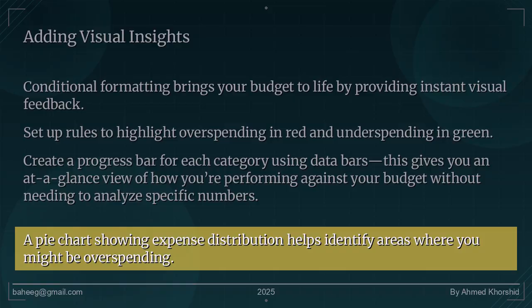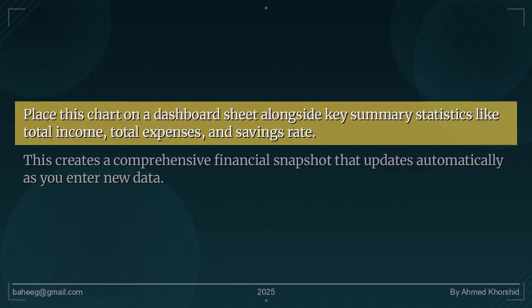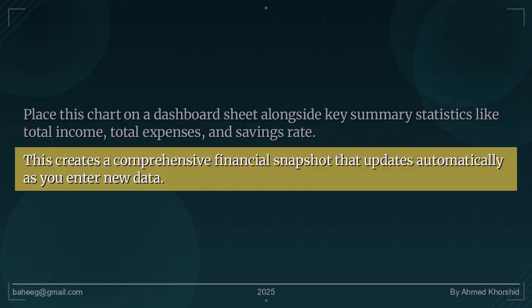A pie chart showing expense distribution helps identify areas where you might be overspending. Place this chart on a dashboard sheet alongside key summary statistics like total income, total expenses, and savings rate. This creates a comprehensive financial snapshot that updates automatically as you enter new data.